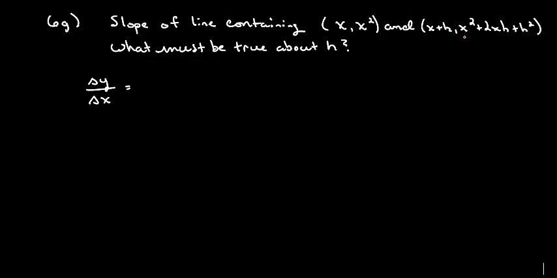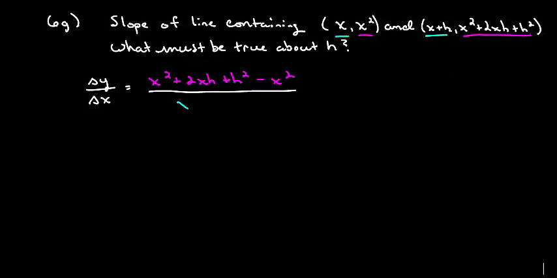So my change in my y is the difference between these two guys. So that'll be x squared plus 2xh plus h squared minus x squared. Okay, and we're going to divide that by the difference in these guys, which is x plus h minus x.